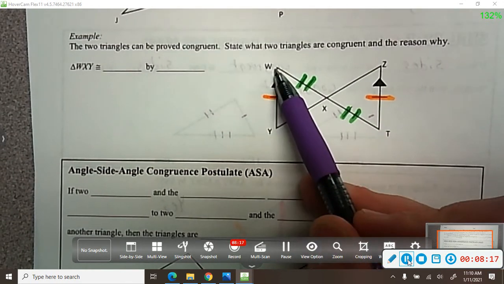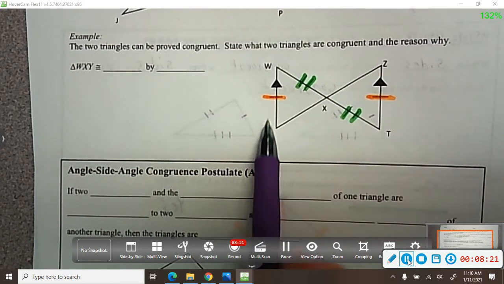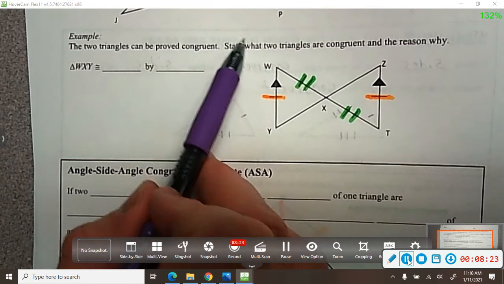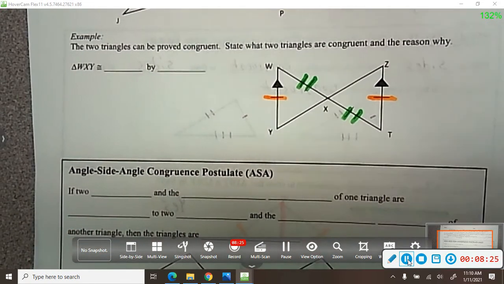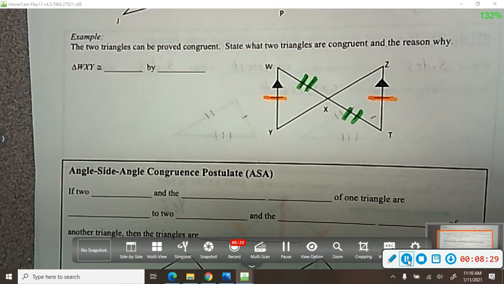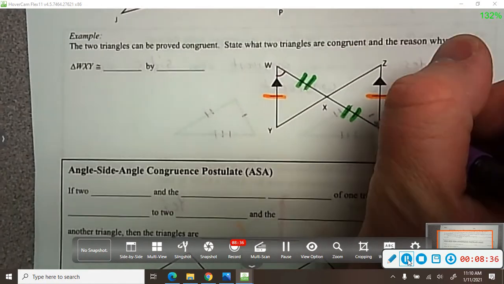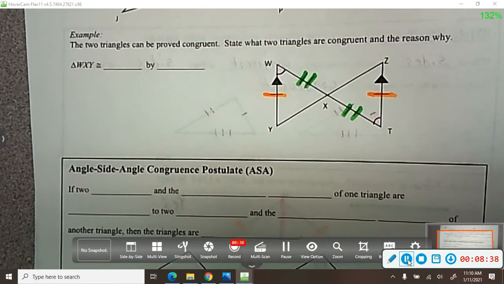But because these are parallel lines, remember when we did two parallel lines cut by a transversal? I know it's been a while, but when you have two parallel lines cut by a transversal, then we know that this angle equals that angle. And we call those alternate interior.